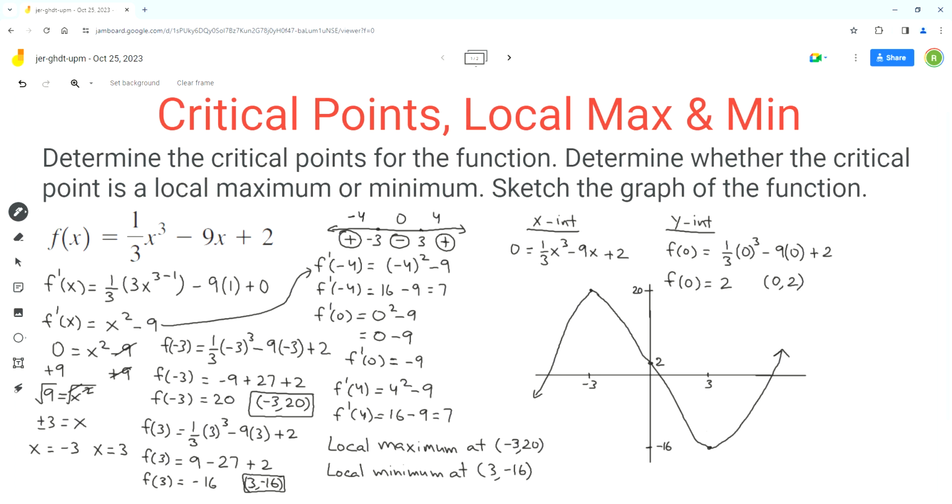So these are the steps you have to keep in mind to solve a problem like this one. It's very important to keep in mind the steps to solve this type of problem.